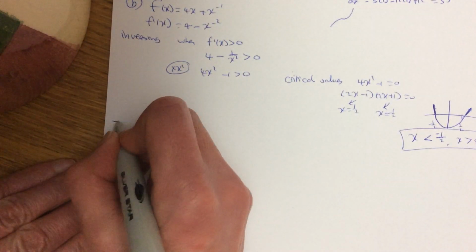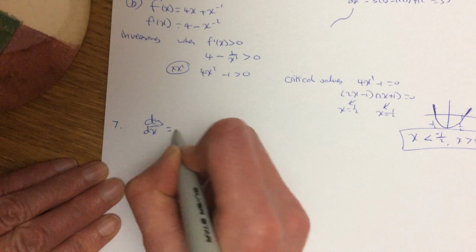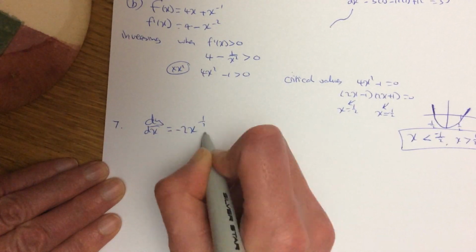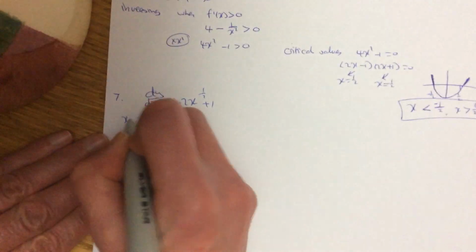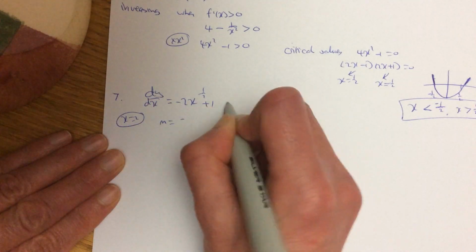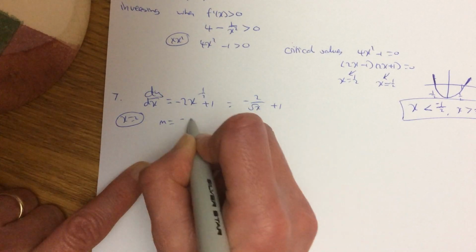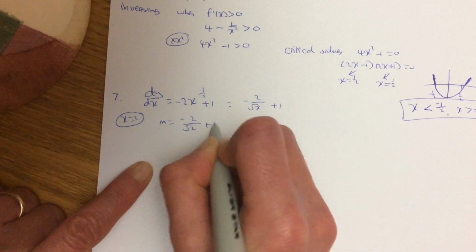And the last question, number 7. Differentiating it, dy by dx is minus 2x to the minus a half, add 1. You're told that x is 2. So let's work out the gradient. So I'd write that as minus 2 over root x, add 1. So the gradient is minus 2 over root x, add 1.